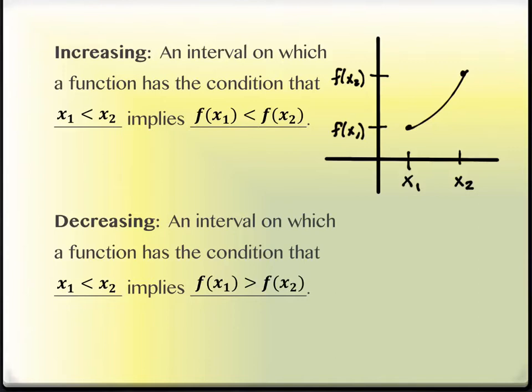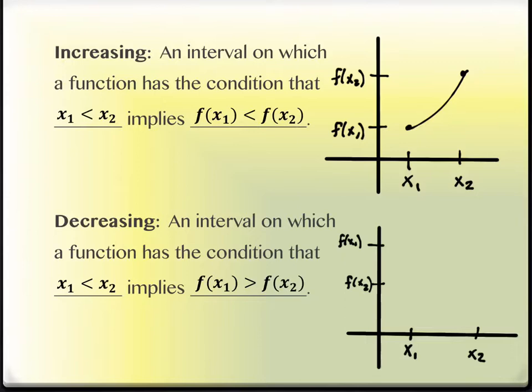Decreasing, we still have x1 coming before x2 on the number line, all right? But the f of x1 is actually greater than f of x2. So on my number line, I still have x1 and then x2 like this. But what I need instead is I need the f of x1 to be higher than the f of x2. So I have this point followed by this point somehow, and it's going downhill.